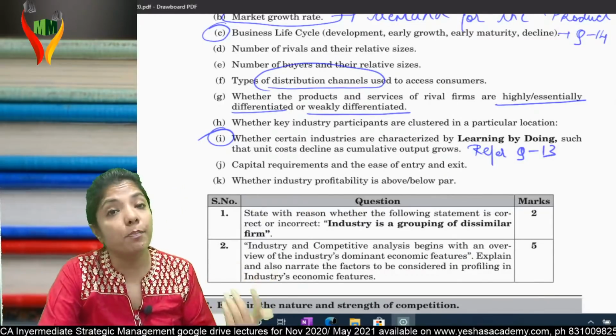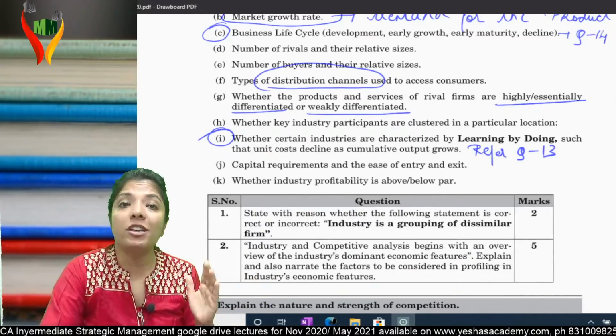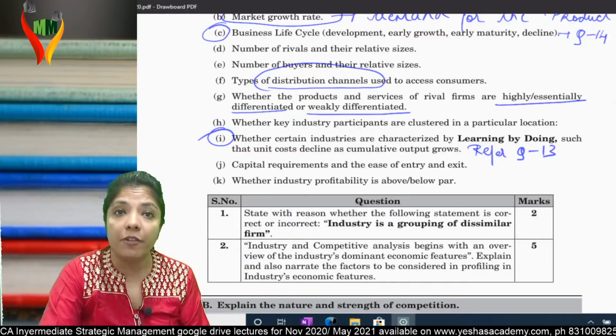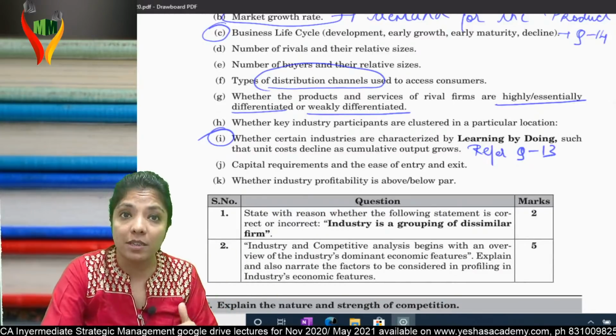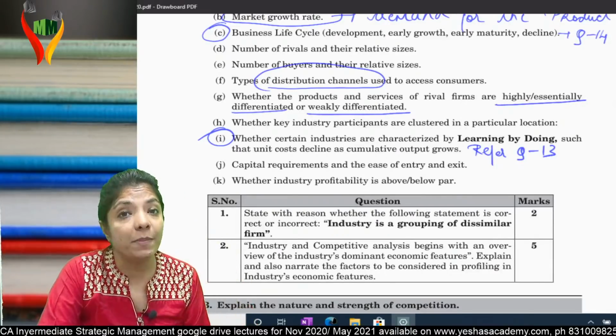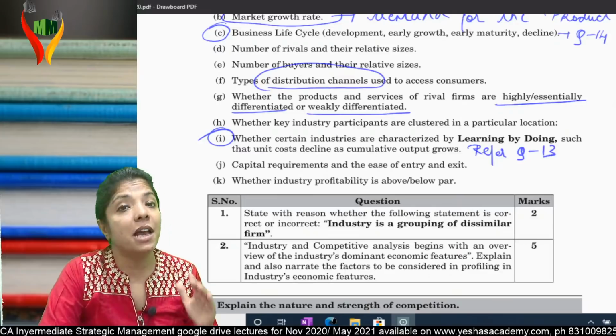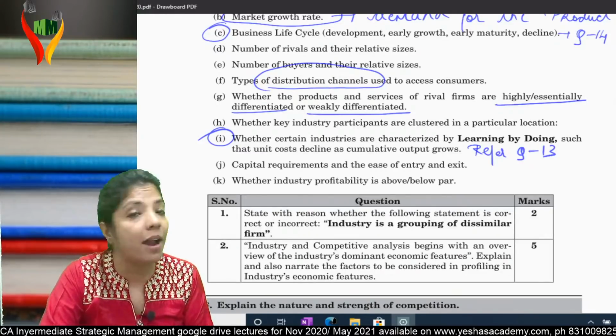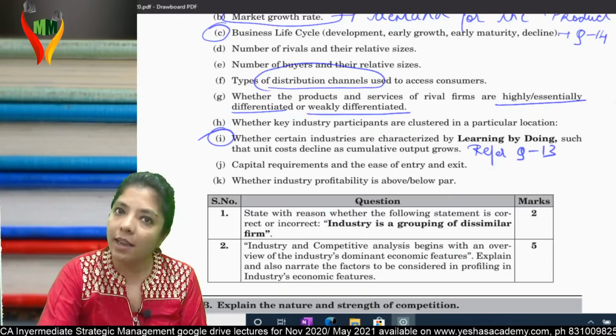Simple. It's important to see capital requirement. If too much money is required, entry becomes difficult. And if too much money has been invested, exit becomes difficult. Am I clear? And the last point is profitability. See industry profitability. If it's above par, enter. If it's below par, don't enter. Am I clear? Can I go ahead?